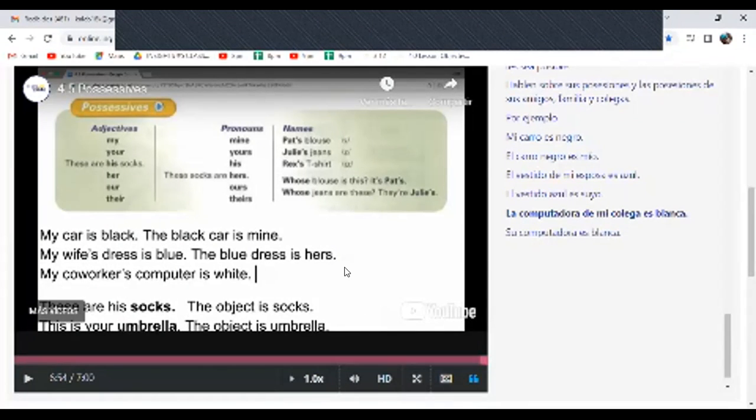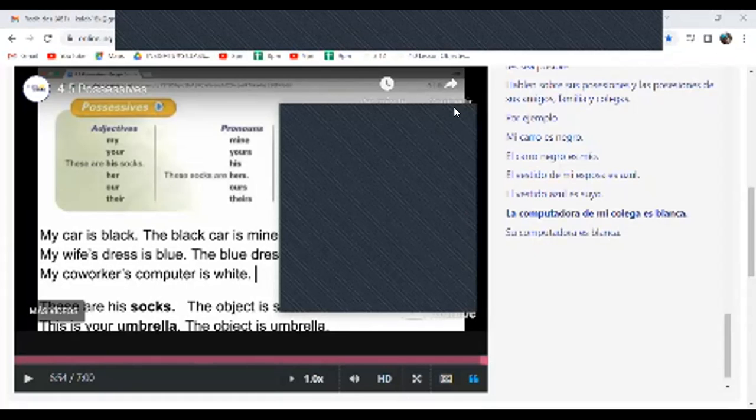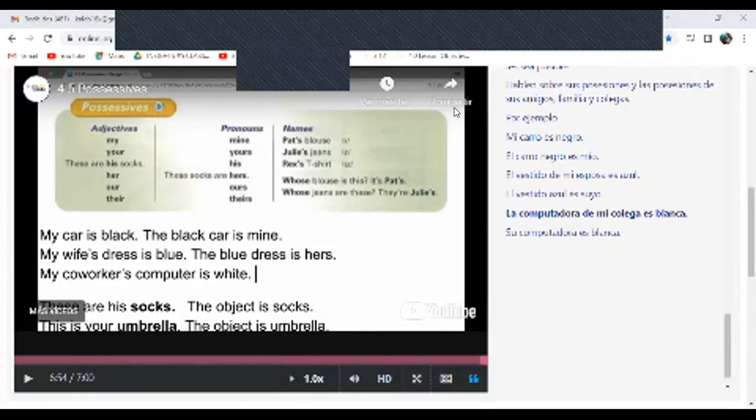For example, my father's cell phone is an iPhone. Can you give examples using possessives? Volunteers? Okay, volunteers, please.